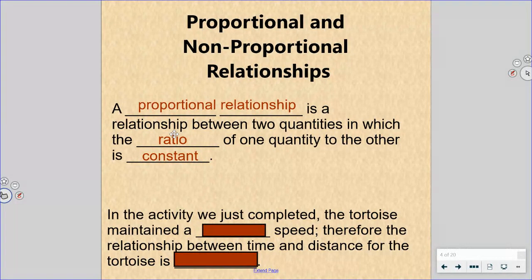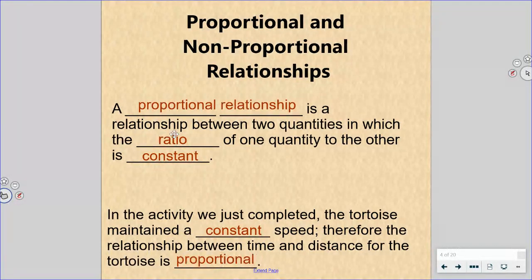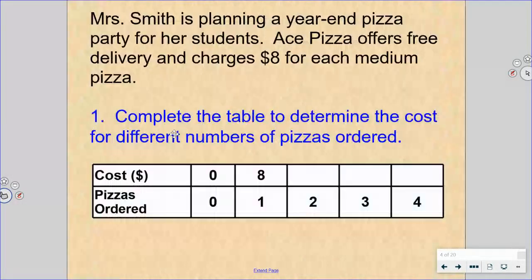Now, in the activity we just did with the turtles, just to point out what you should have seen, the tortoise had a constant speed, and so the relationship between the time and the distance that tortoise is located at is proportional. It's like saying $6 an hour, $6 an hour, $6 an hour. That's a proportional relationship, as opposed to $6 for the first hour, $8 for the second hour, $10 for the third hour. Those are not a constant ratio.